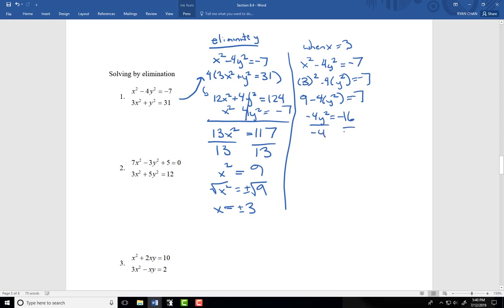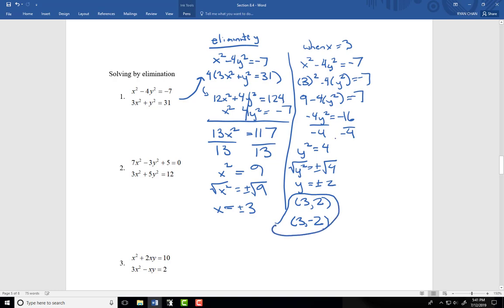I'll divide. And then I'll take the square root. Be careful once again if I take the square root. This is plus or minus 2. So that means I'll have 3, 2, and 3, -2. Okay? So those are my answers.